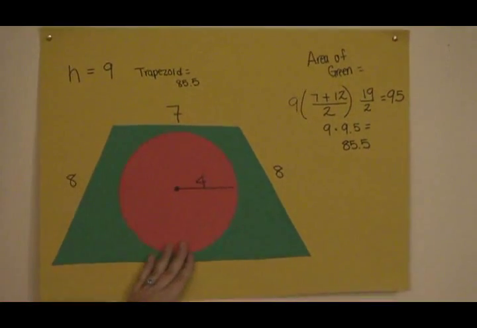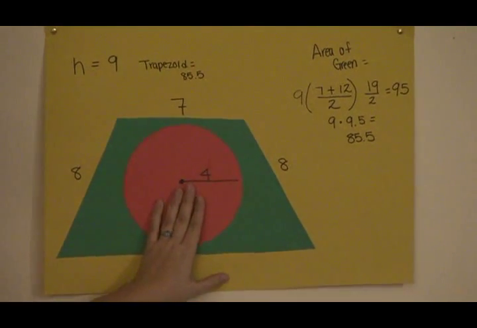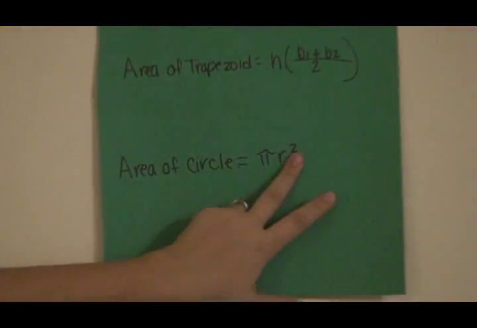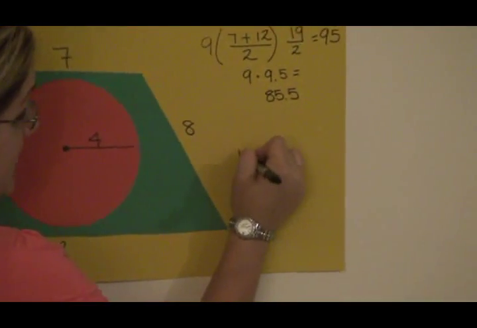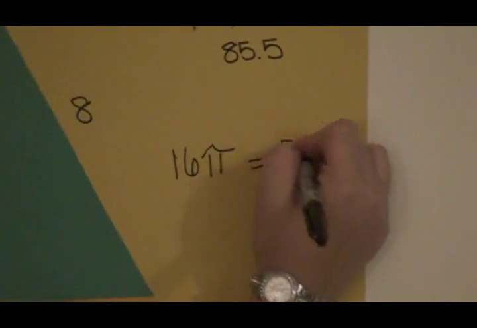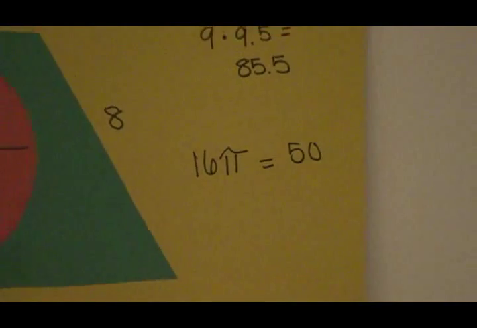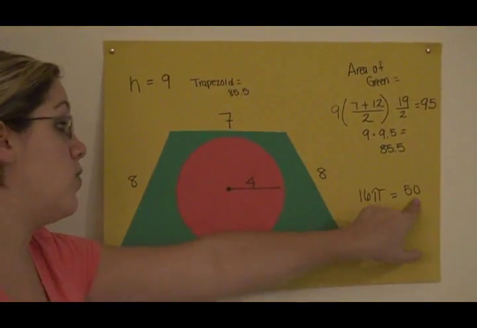Now we need to go ahead and find the area of our circle. The radius is given as 4. We go back to our formula, which is pi r squared. We know that 4 squared is equal to 16. So we have 16 pi, which is equal to 50. Now we have the area of our trapezoid and we have the area of our circle.